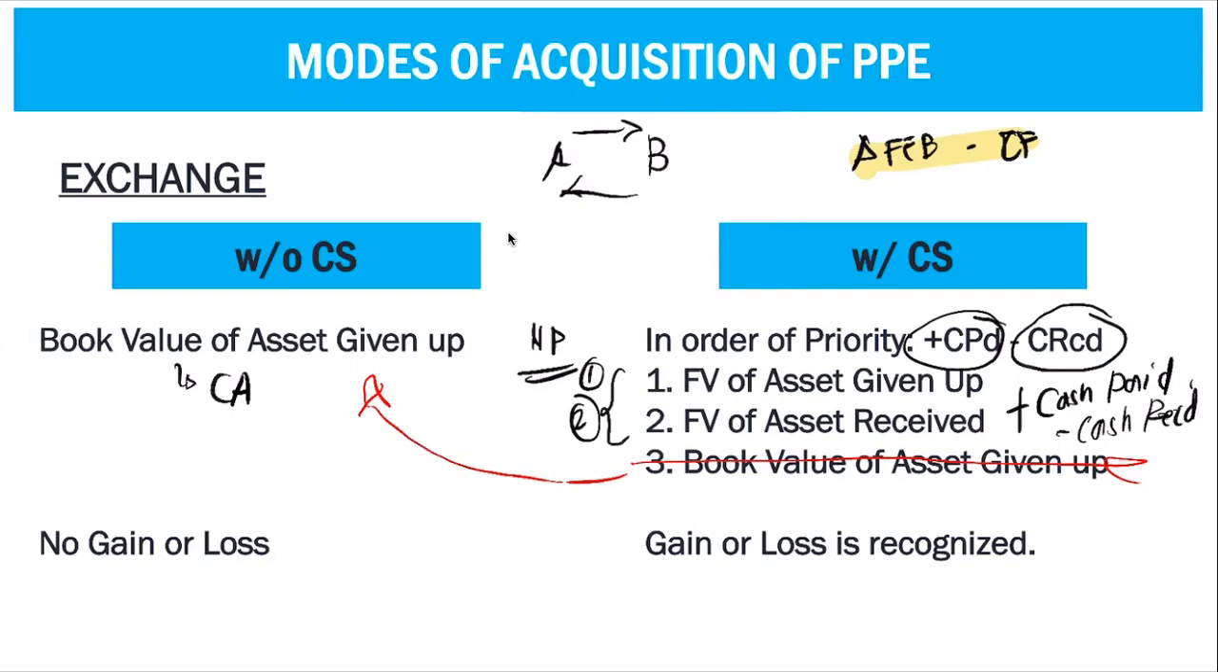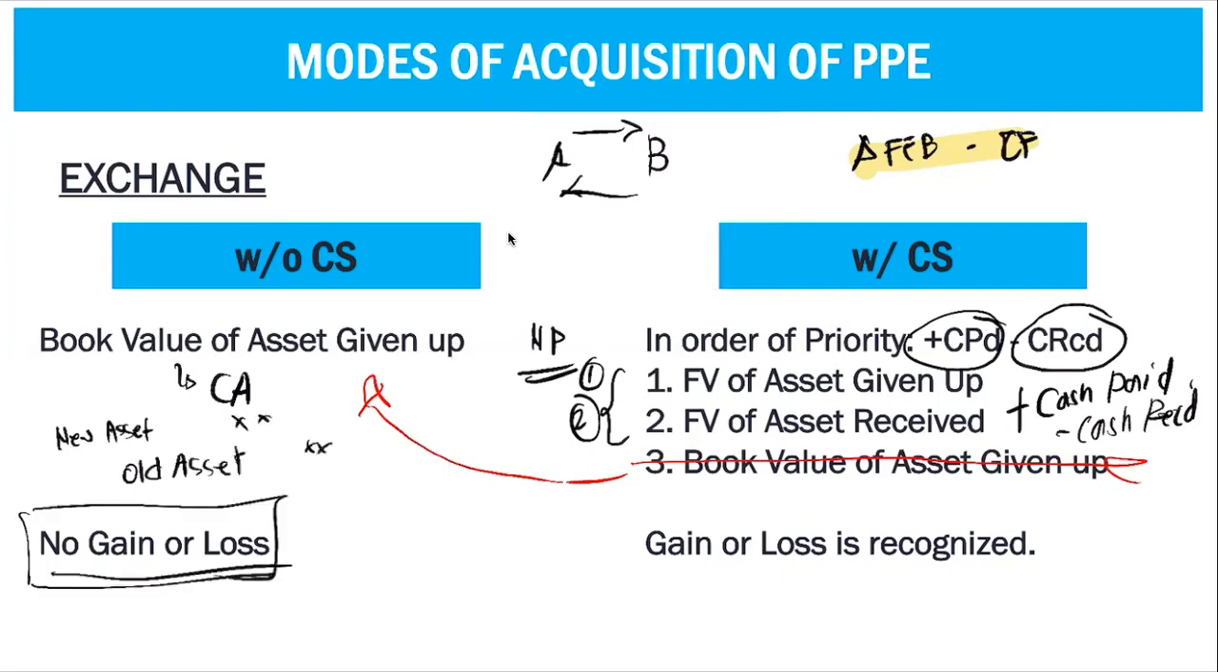Now since here, you will still measure it at the carrying amount of the asset. So parang you debit the new asset and you credit the old asset at the carrying amount. Therefore, there is no gain or loss. Okay? You debit the new asset at the carrying amount, old asset at the carrying amount, no gain or loss. But here, kasi with commercial substance, you will debit the new asset at the fair value, and you will credit the old asset at carrying amount. Therefore, there is a difference. The difference is known as your gain or loss on exchange.